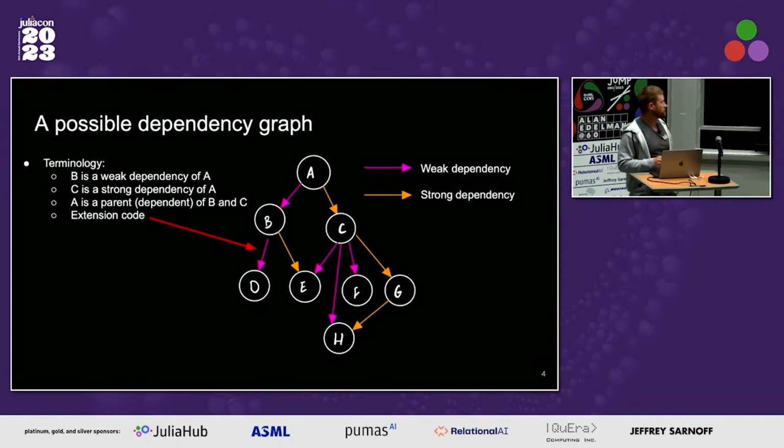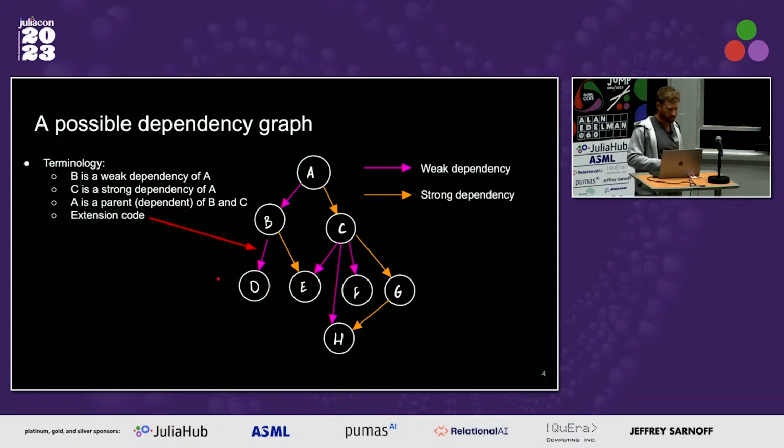So to give a concrete example, I put one possible dependency graph here, and B and C are dependencies of A and so on. And here I have different colors for the different dependencies. So B here would be a weak dependency of A, and D would be a weak dependency of B. But then we also have strong dependencies. So E is a strong dependency of B. That means that B here is actually using things in E, but it's only extending stuff in D. So there are two types here.